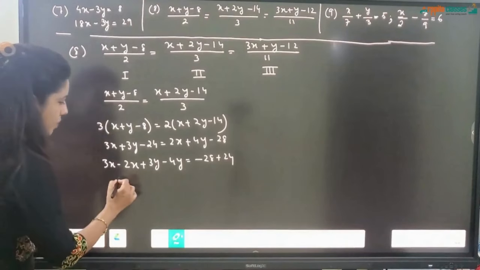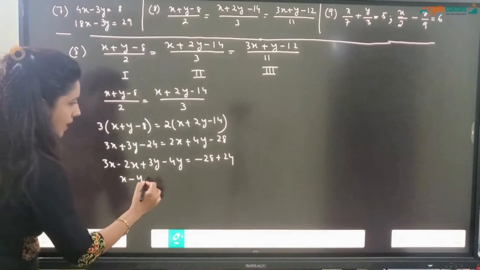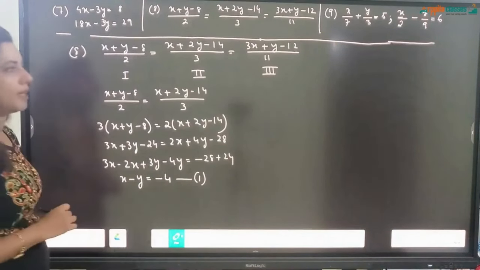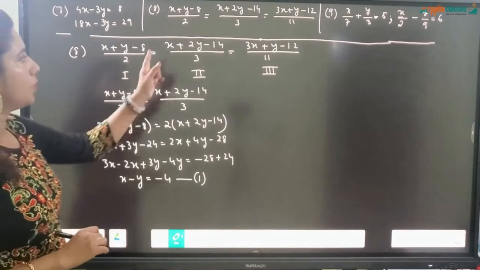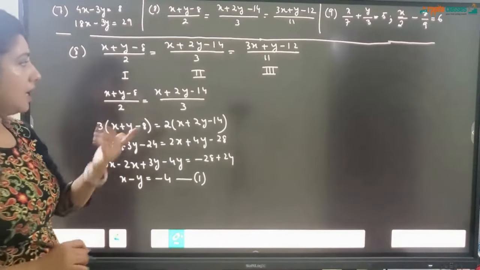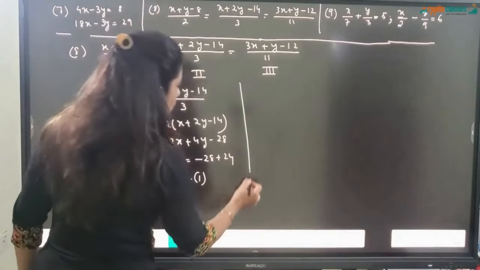Okay, so 3x - 2x is x, and -y is equal to -4. This is my equation number 1. Now I can either do 2 equal to 3 or 1 equal to 3 to get the other equation. So let me do 1 equal to 3.